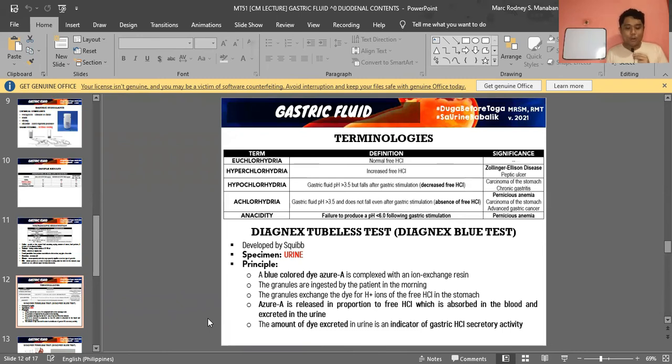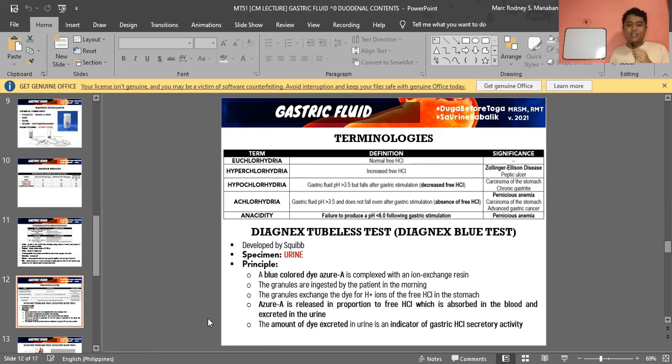All right. Hypochloridria, decreased free HCl even after gastric stimulation. That is seen in carcinoma of the stomach and chronic gastritis. Achlorhydria, no free HCl. There is an absence even after gastric stimulation. And that is seen in pernicious anemia, also carcinoma of the stomach, and advanced gastric cancer. For anacidity, meaning the pH is less than 6 following gastric stimulation, then that is indicative of pernicious anemia.